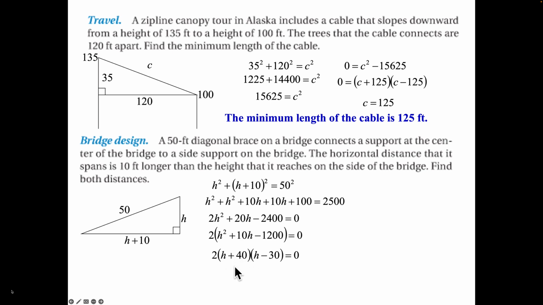So we have h equals negative 40. Nope, can't have that. Throw it out. h equals 30. So 30 is the height. 30 plus 10, 40 feet is the horizontal distance.